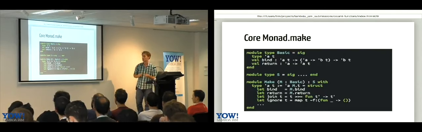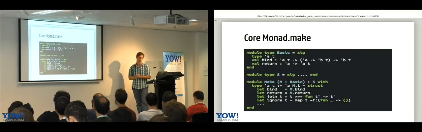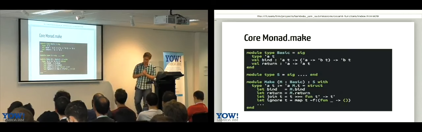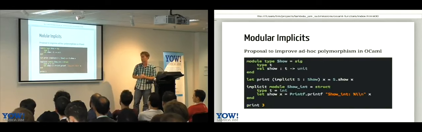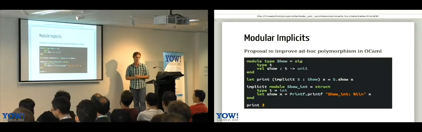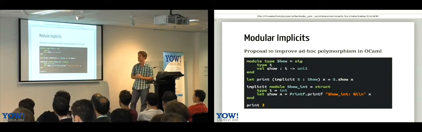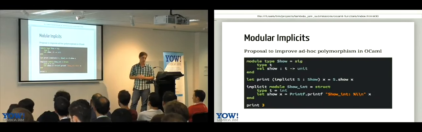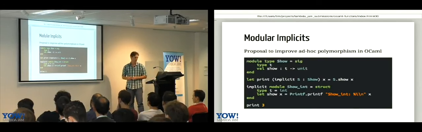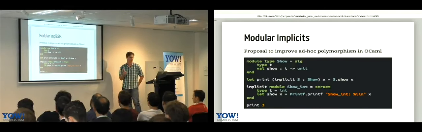I mentioned earlier that modules aren't for ad hoc polymorphism, which is true. There's a proposal that's coming in OCaml called Modular Implicits, which is explicitly for improving the support for ad hoc polymorphism in OCaml. It's not quite fully baked, and it's not merged into the main OCaml compiler yet, but you can try out a branch of it, and this is what it looks like. It's taking inspiration from Scala's implicits, but it's perhaps a little bit safer than Scala implicits.